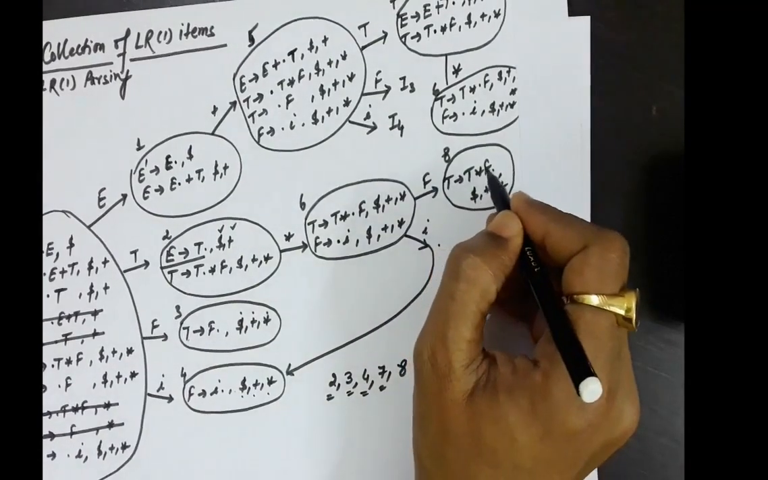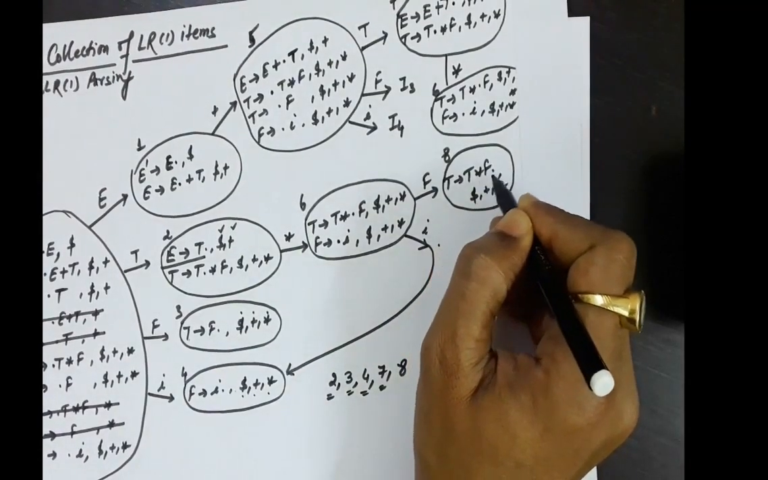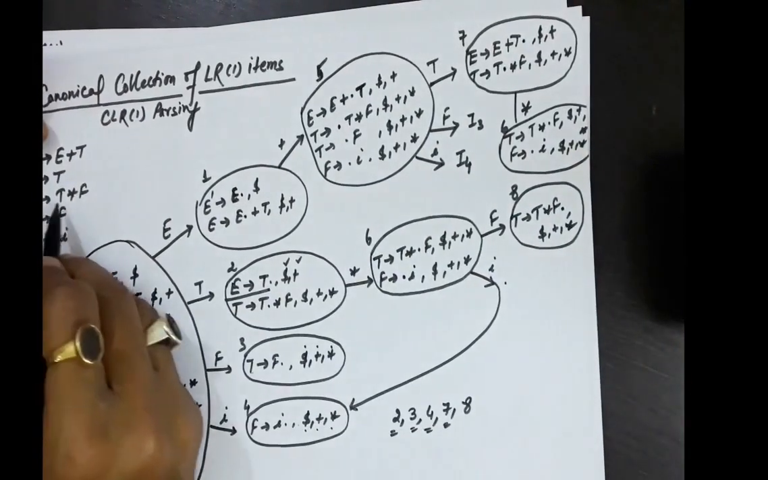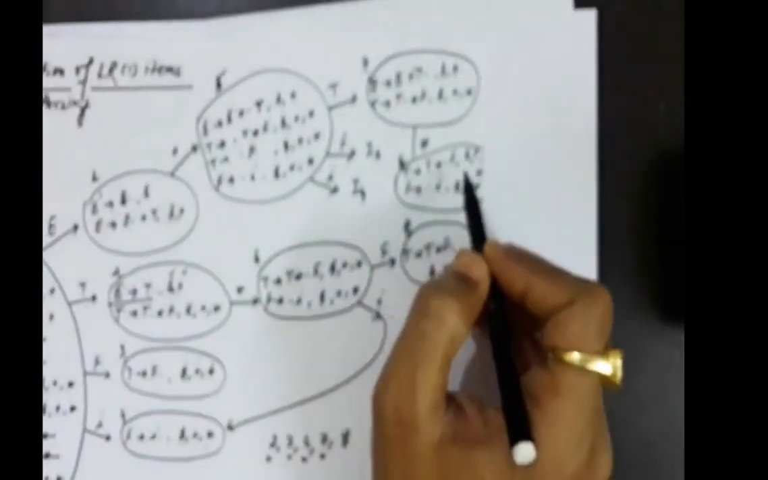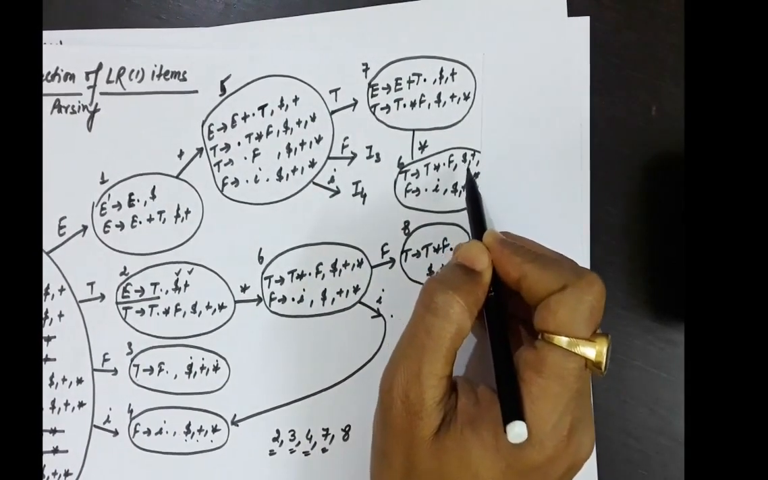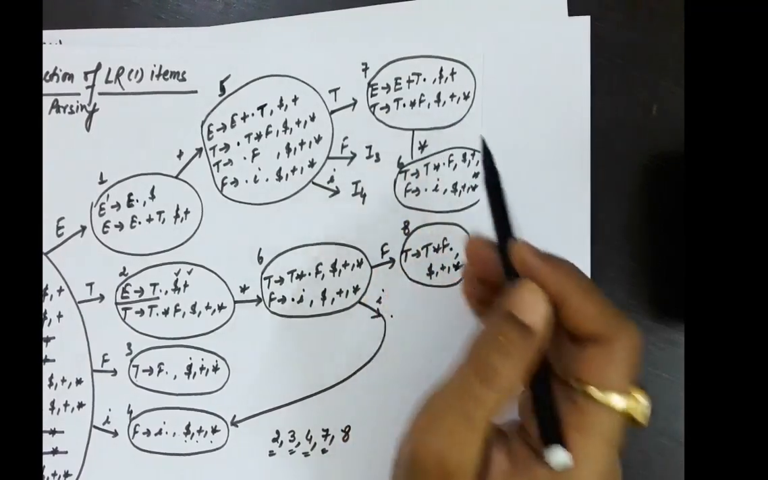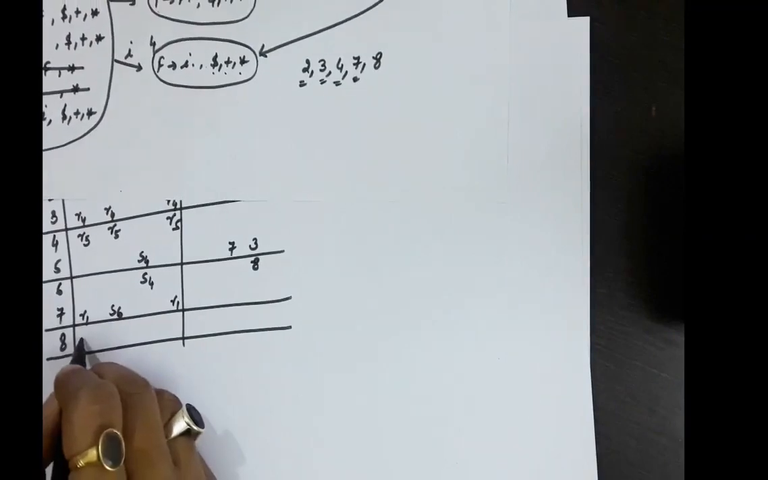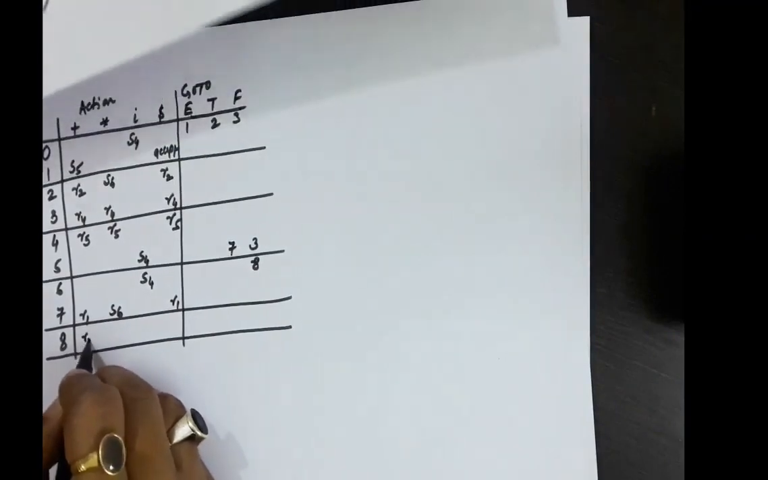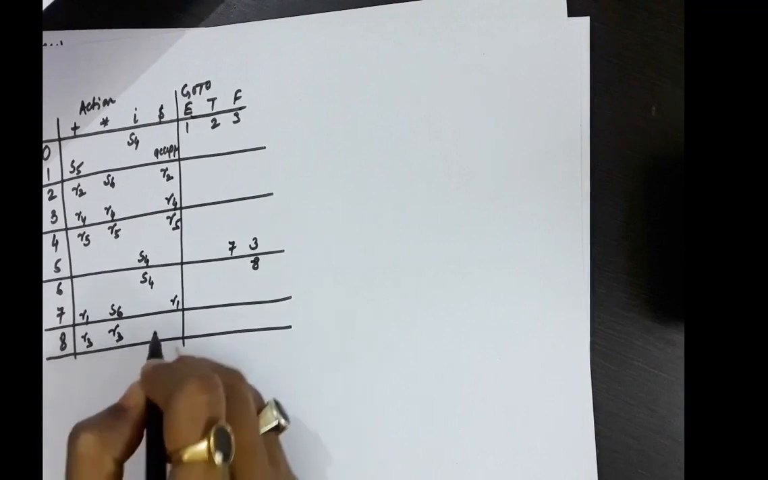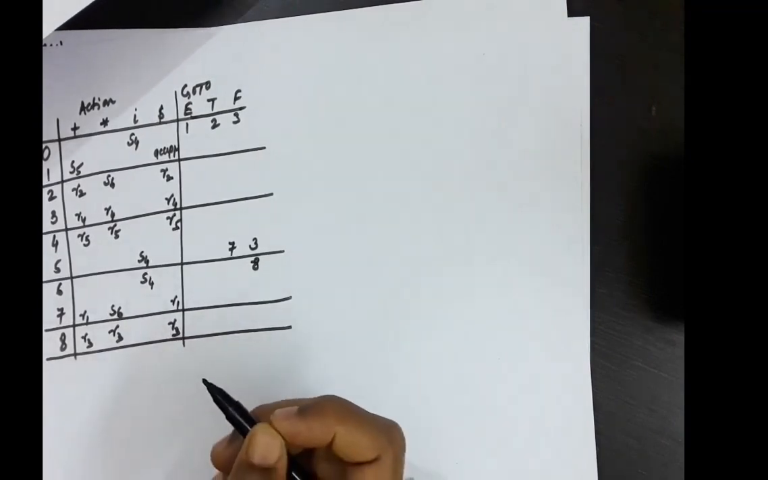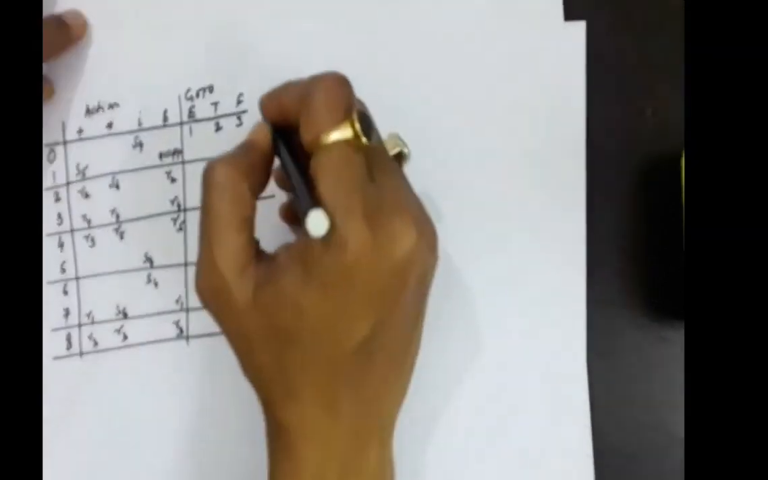Next final item is in the state number 8. T produces T star F, which is the third production. So we'll be writing R3 in the 8th state, and the lookaheads are dollar, plus, and multiplication. So R3 at plus, R3 at star, and R3 at dollar. So this completes the canonical LR parsing table.